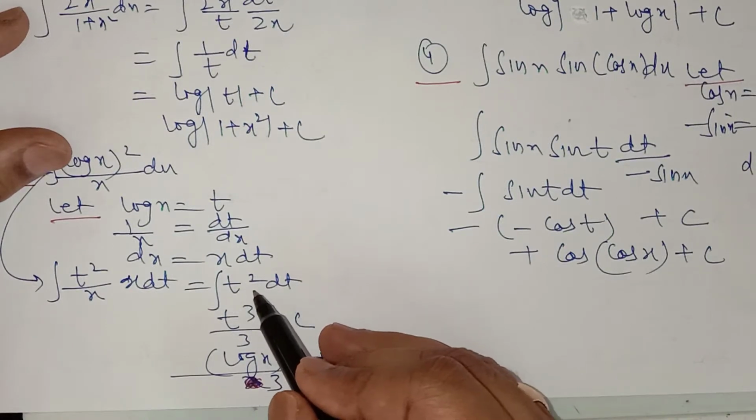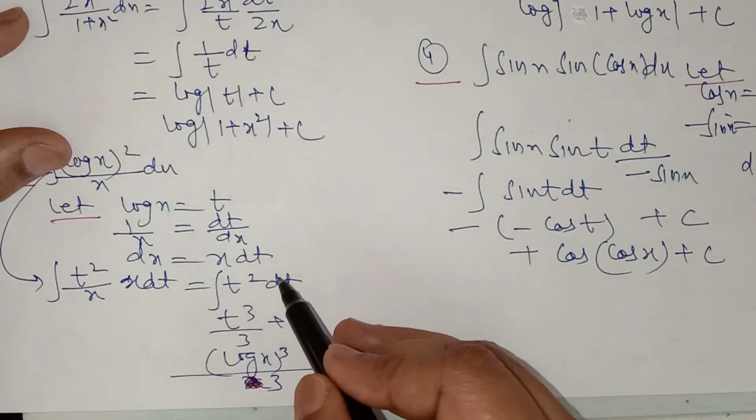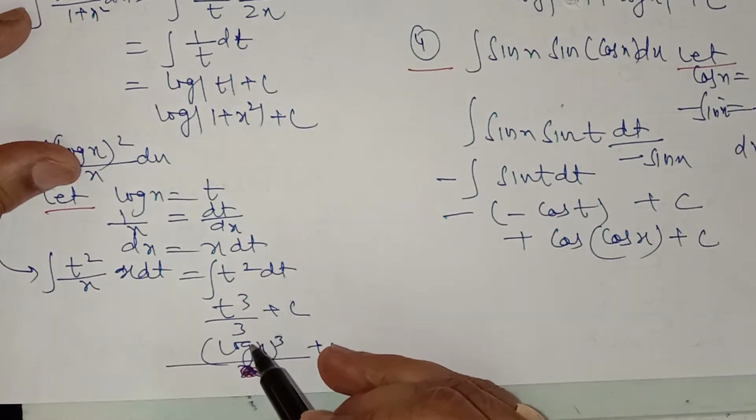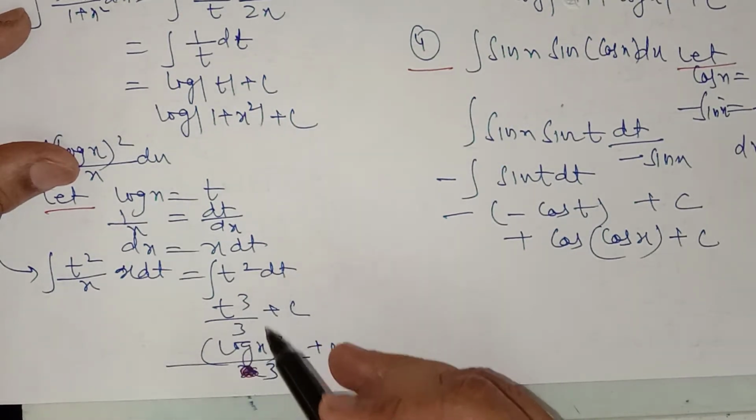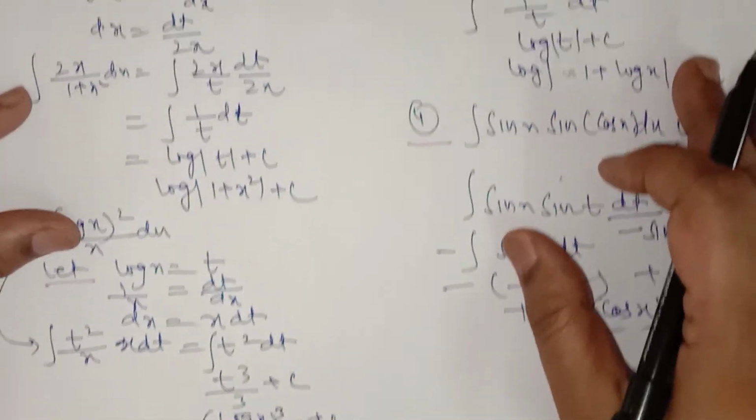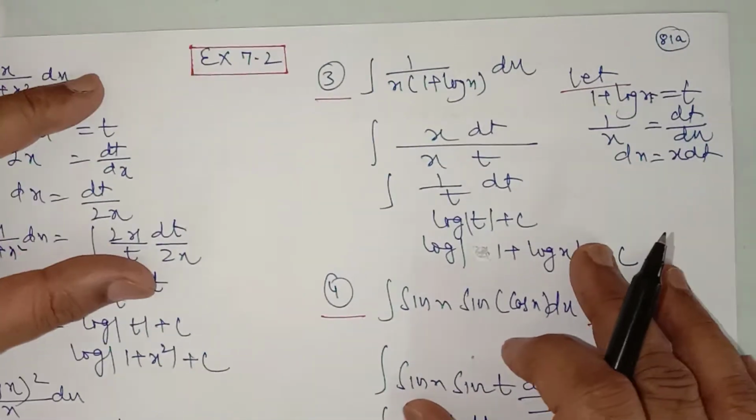And the integration of t square is t to the power 2 plus 1 upon 2 plus 1, that is t to the power 3 upon 3. Replacing t with log x, we get log x whole cube upon 3 plus c. So like this you have to do this exercise.